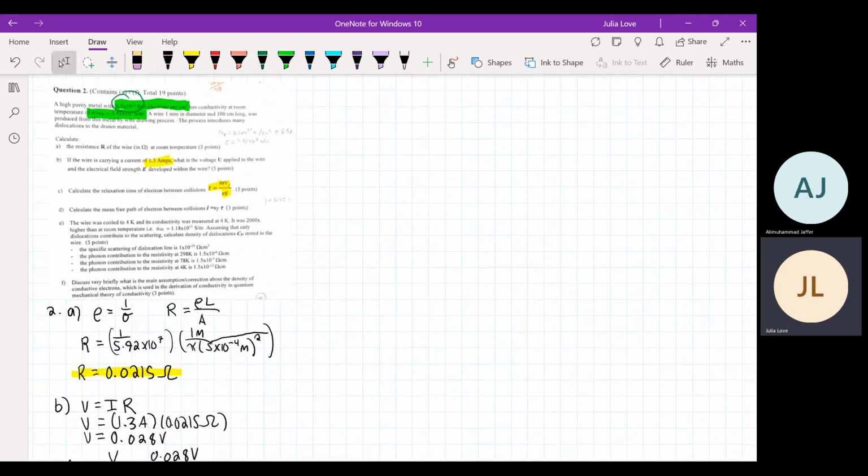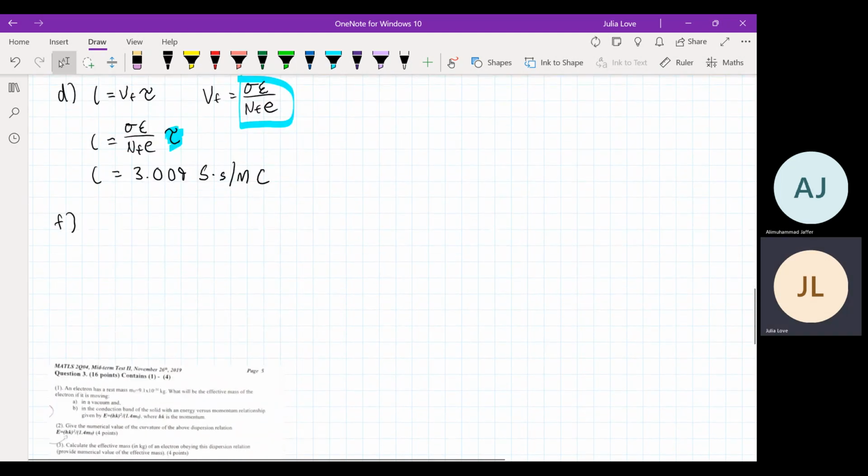This one's talking about the main assumption correction about the density of conductive electrons used in the derivation of conductivity in quantum mechanical theory. I didn't really know much about this one before, but there is a lot of good information in the textbook too, if you're curious about it. So the main thing is that these free electrons are assumed to be conductive in classical theory.